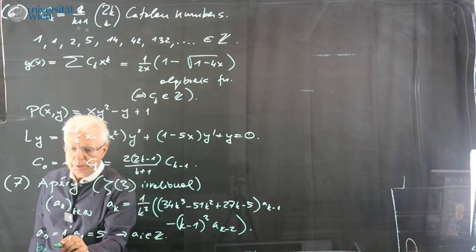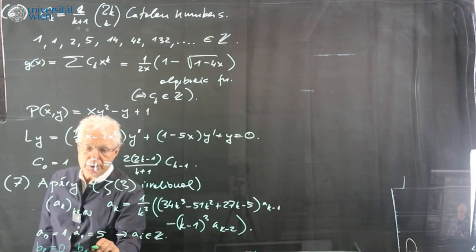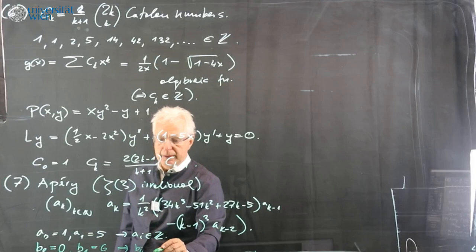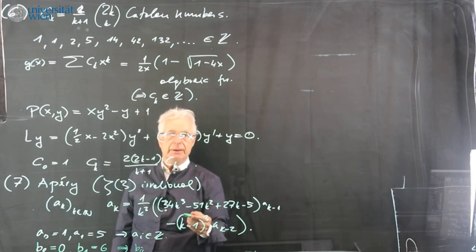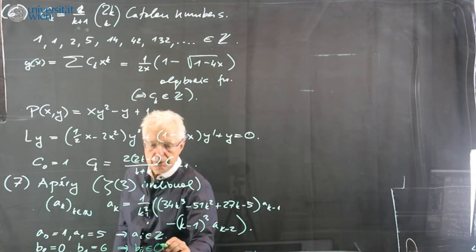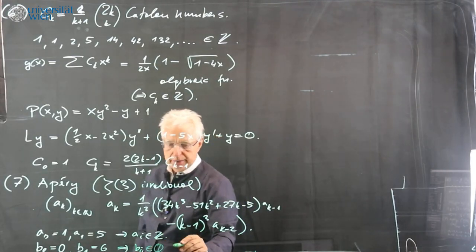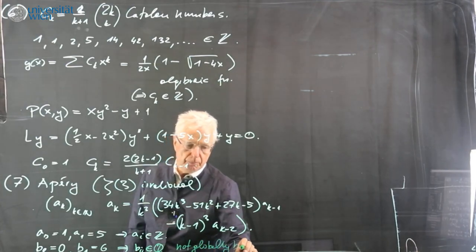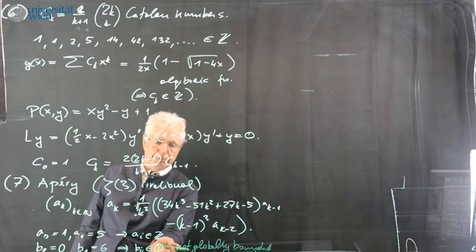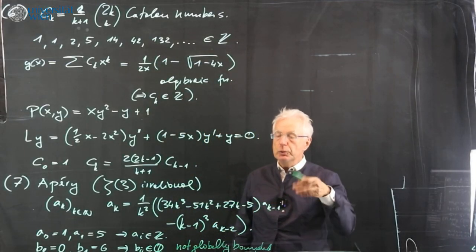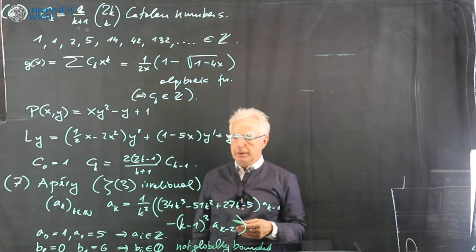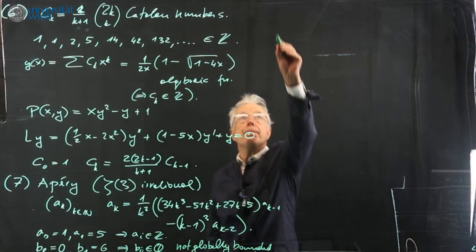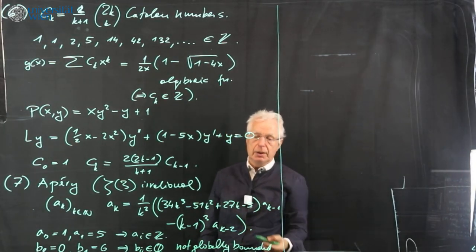If you take, now I write b0 equals 0 and b1 equals 6, but the same recursion, then the bi will have denominators which involve infinitely many prime numbers. So I don't want to write it down. The key word is not globally bounded, which means that you get rational numbers, and in the denominators, new and new primes appear. So it's just a change of initial condition and a completely different behavior. Being globally bounded is almost like being integers.